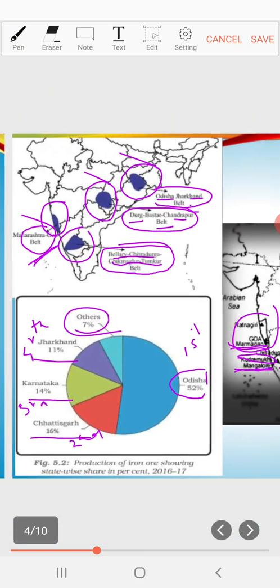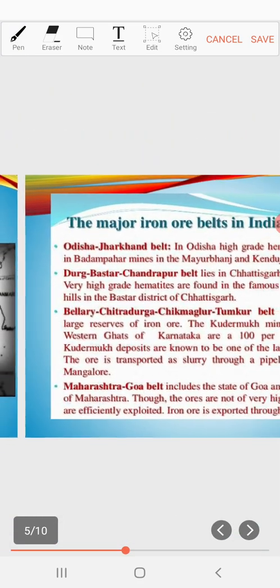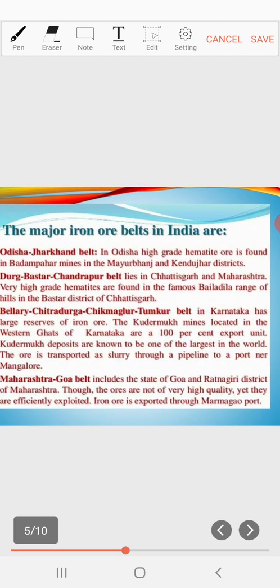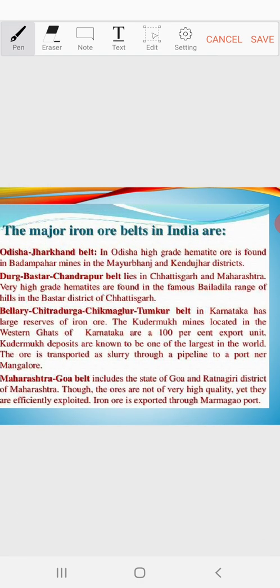Now we will proceed to the next, a brief description of the major iron ore belts. As I said, hematite iron ore is there in the Odisha Jharkhand belt, in the Badam Pahad mines in the Mayurbhanj and Kendujhar districts. Now the second important iron ore belt is the Durg Bastar Chandrapur belt.